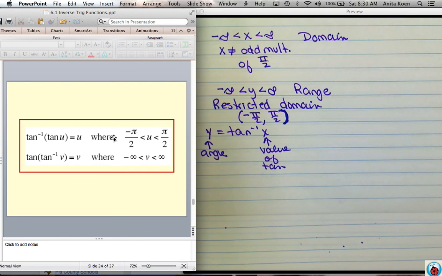Just like with the other functions, the tangent inverse and the tangent undo each other as long as our angle is within the restricted domain. So the tangent inverse of the tangent of u is equal to u as long as u is between negative pi halves and pi halves. And the tangent of the tangent inverse of v is equal to v for any real number. So this one will always be true.